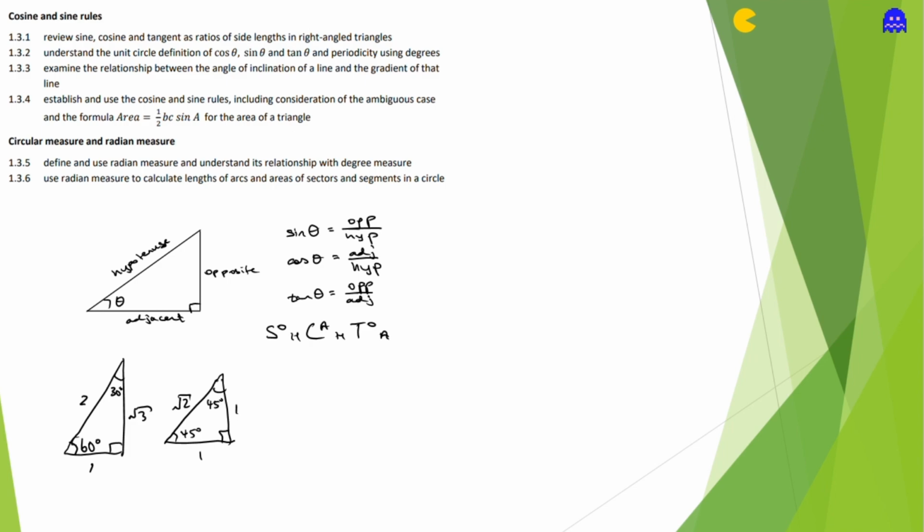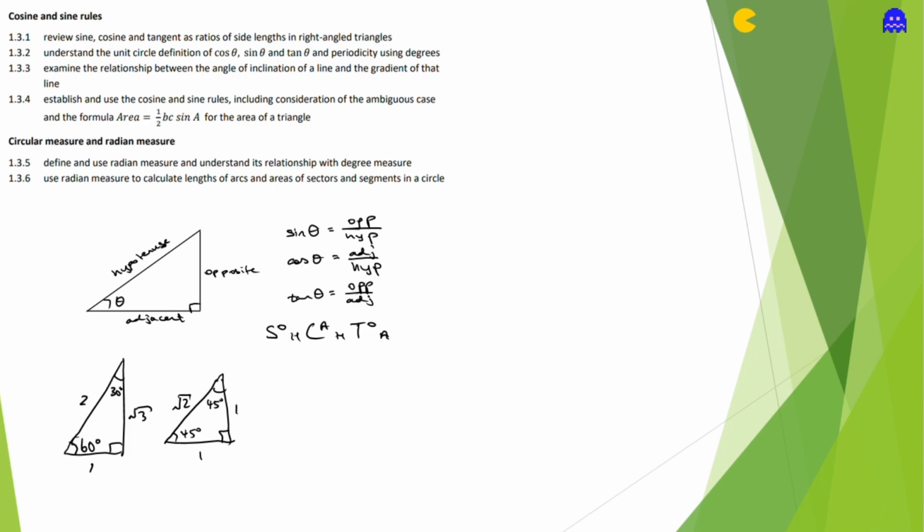For example, sine 30 degrees is equal to opposite over hypotenuse, which is 1 over 2, or 1/2. Sine 60 degrees is root 3 over 2. Cos 60 degrees is 1/2 as well. And so you can extend that to either of these two triangles to calculate certain values that are quite easy to compute.